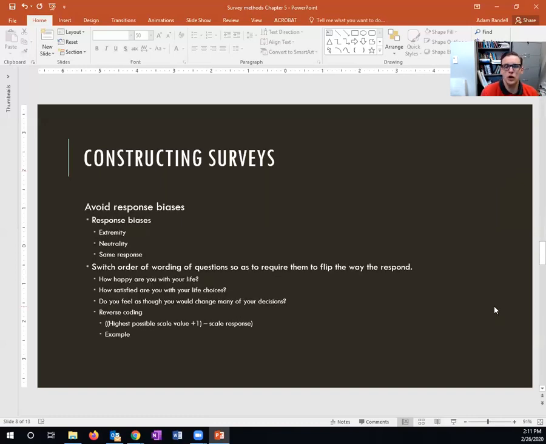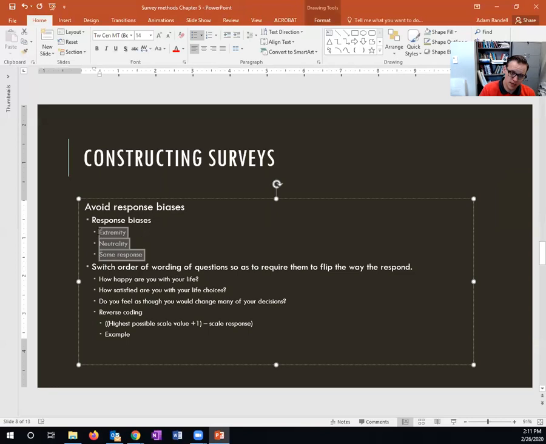When you're constructing your questions, you want to construct them in a way that you can avoid response biases. You can see a little list of some response biases right here. Some people prefer to respond in an extreme way, so if you have a 1 to 7 scale, they'll only respond with 1s or 7s. Some people prefer to hang out in the middle, so on a 1 to 7 scale, they may only respond with a 4, maybe a 3, maybe a 5, but usually a 4. That's a neutral response bias.